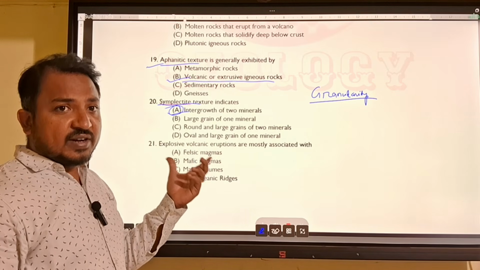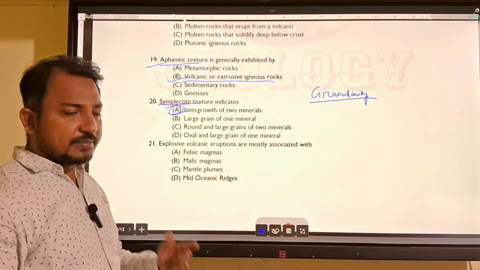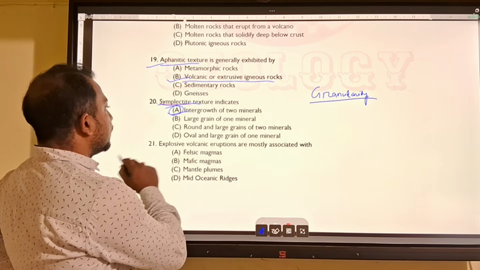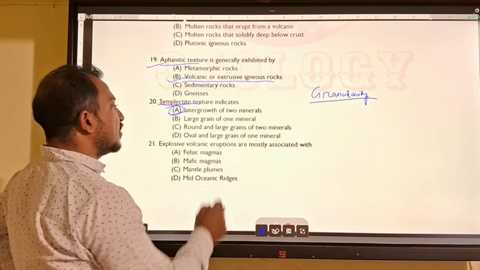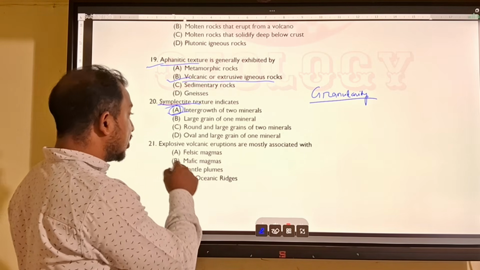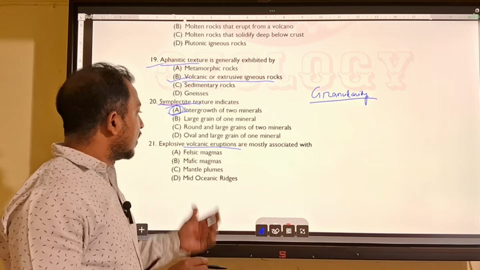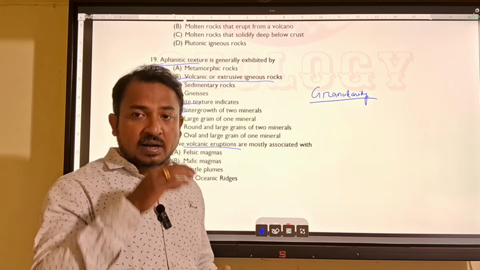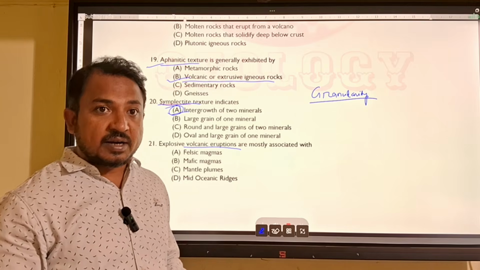Symplectite, you will also find in olivine and pyroxene in eclogite. Then next question: explosive volcanic eruptions are mostly associated with. So explosive volcanic eruption should occur at lesser depth with more volatile content.